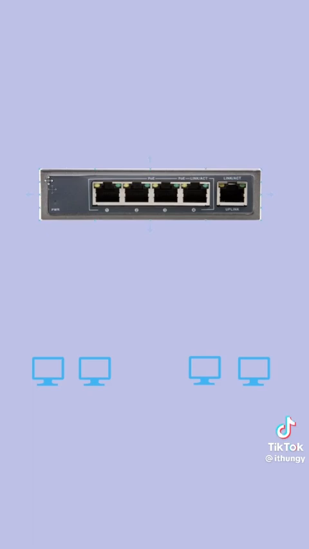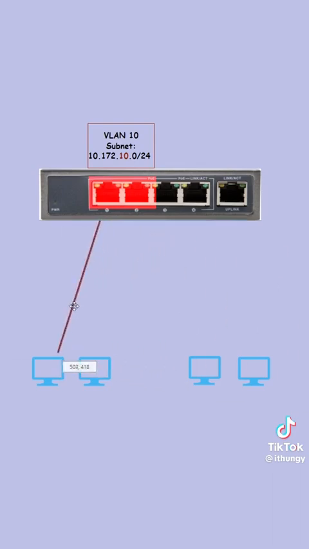So let's say we have this switch right here with 4 different ports. The first 2 we're going to want on VLAN 10. And this VLAN actually has a subnet of 10.172.10.0/24, which is 254 IPs. So then if we plug in the first and the second computer to port 1 and port 2, they're going to be able to talk to each other because they are on the same VLAN.